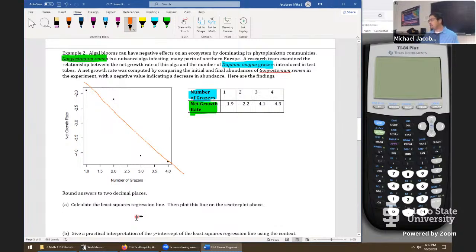Any questions about the data so far before we go get that regression line? The reason that the number of grazers is the independent value is because you control how many you input, right? Exactly, yeah. That's a great way to think about it. We're controlling how the net growth changes as we put more and more grazers inside the tube. I like how you said that, directly controlling or influencing. That's a great way to think of the explanatory variable. Other questions so far?